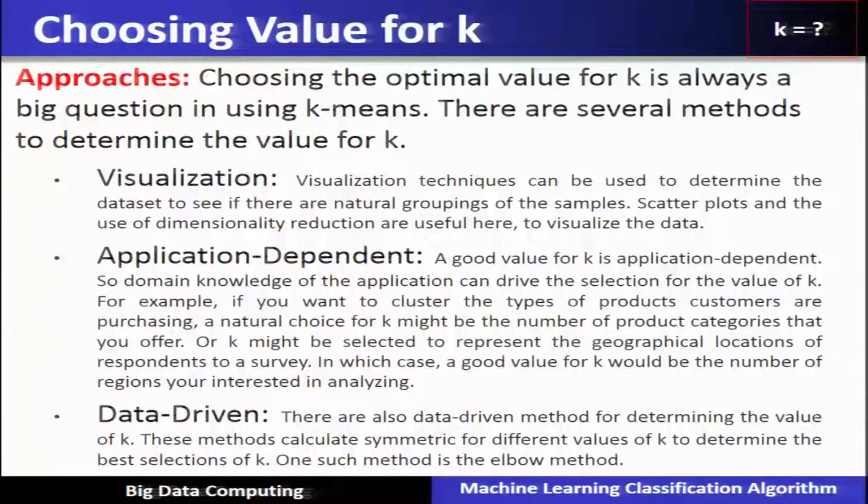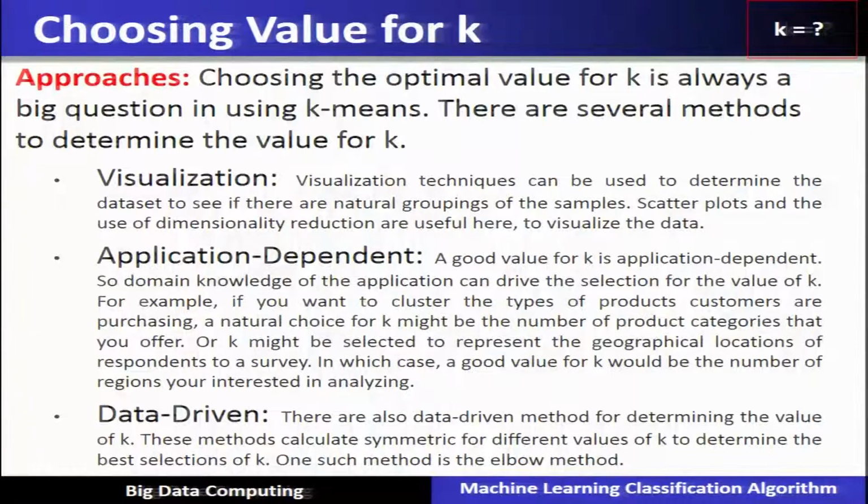So, now we will see how to choose this value of k, and let us see the different approaches. Choosing an optimal value for k is always a big question in using the k-means algorithm, and there are several methods to determine the value of k. The first method is called the visualization technique, which can be used to inspect the data set to see if there are natural groupings of the samples. Scatter plots and dimensionality reduction can be useful here to visualize the data.